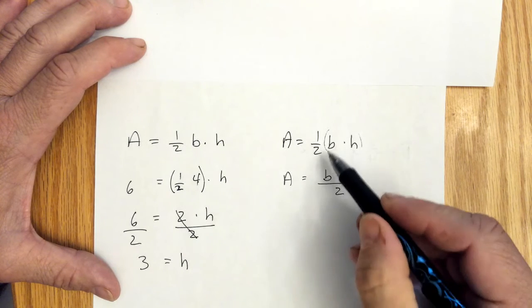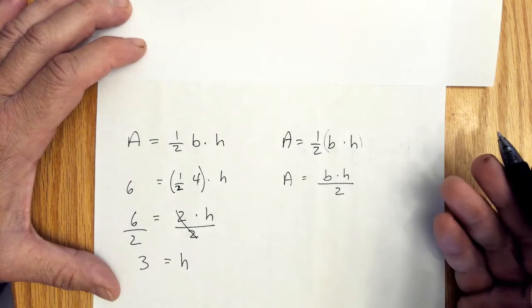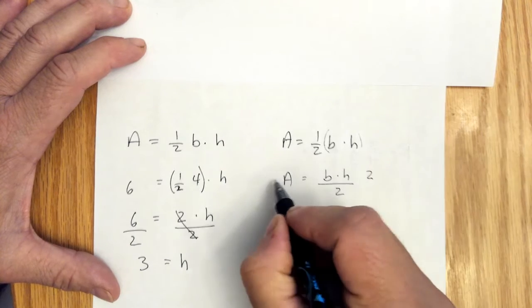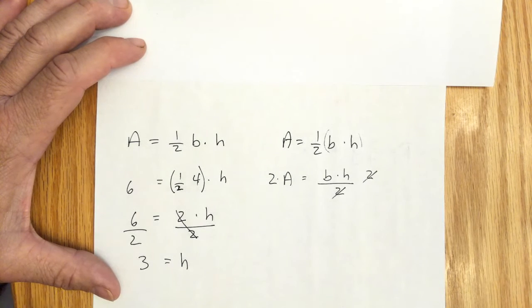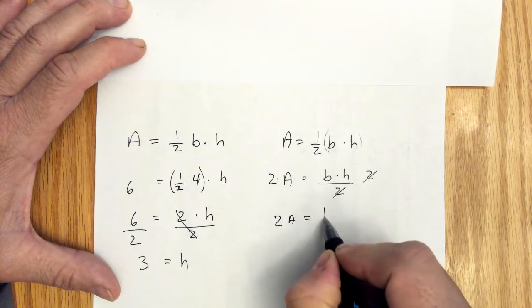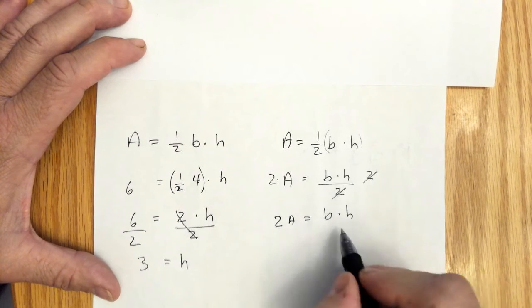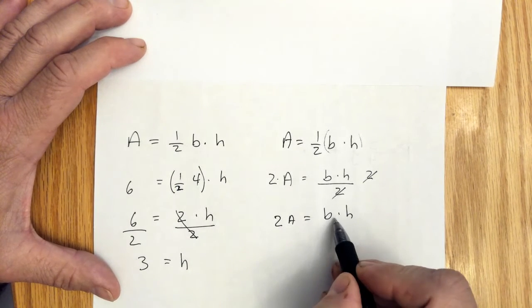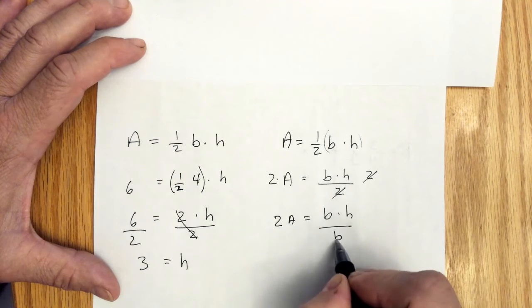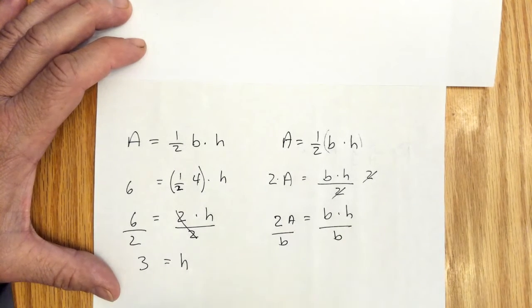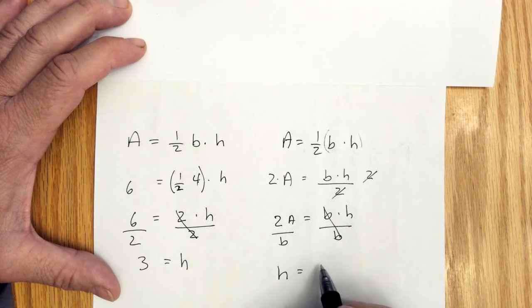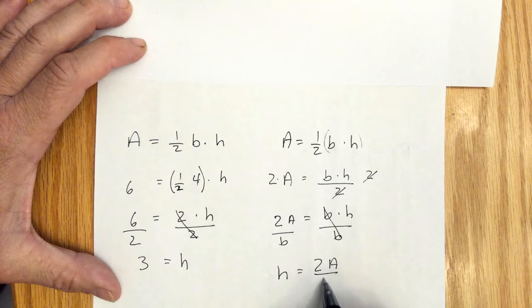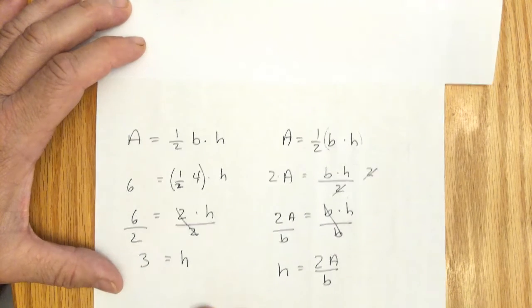Well, if the 2 is dividing because it's on the bottom, how do you get rid of it? You do the opposite. You multiply both sides. So the 2 gets removed. So then we have 2a equals b times h. Well, how do you get rid of the b? Well, if the b is multiplying, what's the opposite of multiplying? Dividing. So then we divide both sides, so the b's cancel out. So h, which is the new equation I wanted, because I wanted that by itself, is now going to be equal to 2a divided by b. Okay? So that's how you do it.